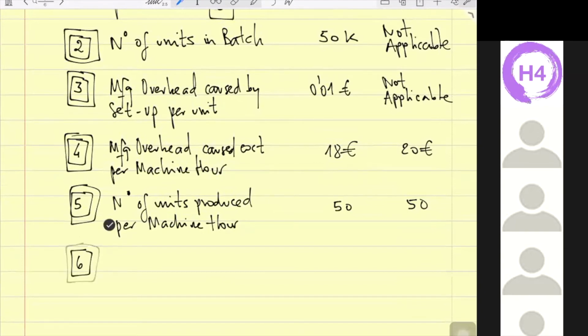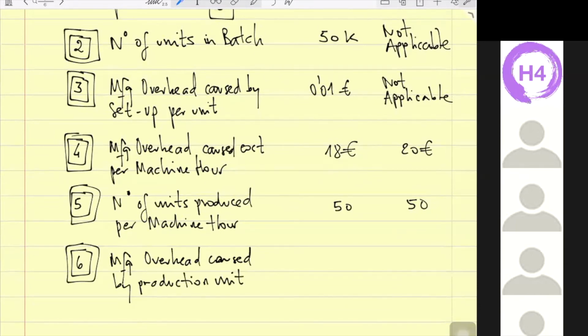Manufacturing overhead cost by production unit, 0.36 and 0.40 euro. This is of course number 4 divided by number 5.